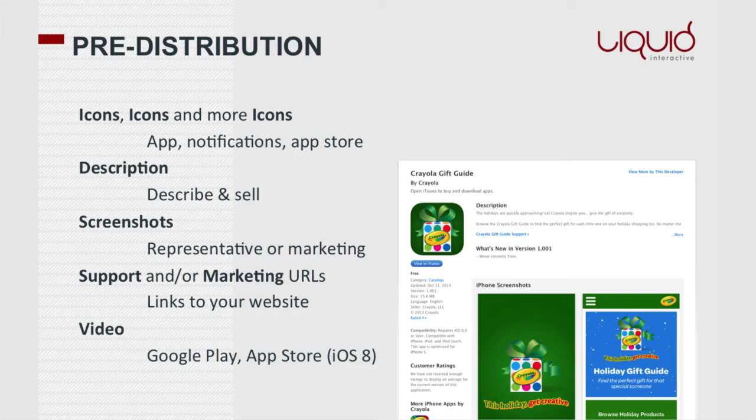You should also have a support and/or marketing URL. This is a URL that if you see in the description, I know it's blurry, but there's a blue link there. That goes back to the website. At that location, the user should be able to find out more about what the app is, what it does, and how to get support.